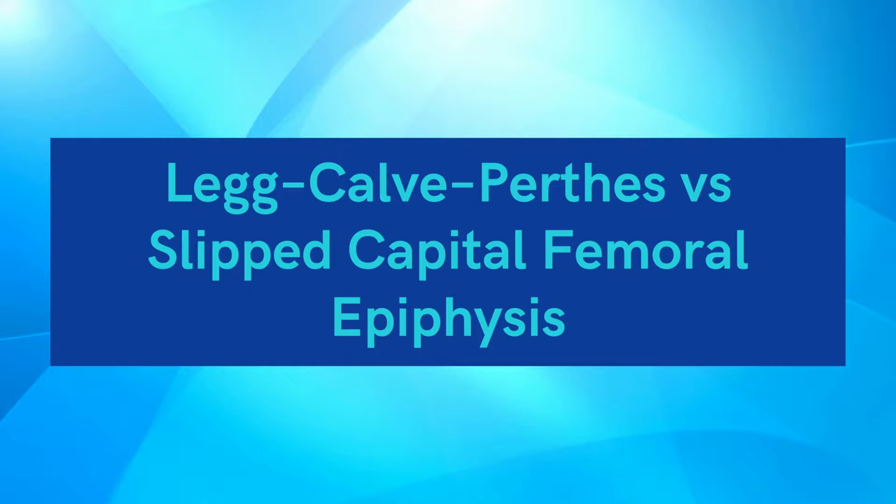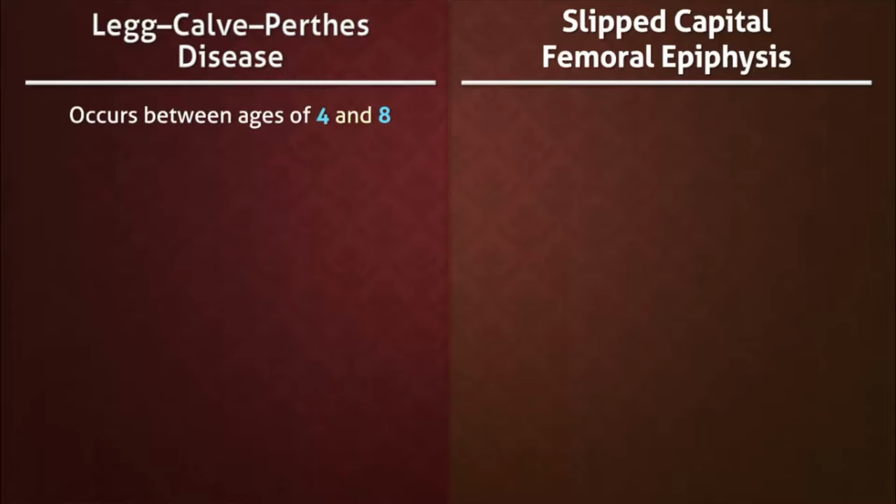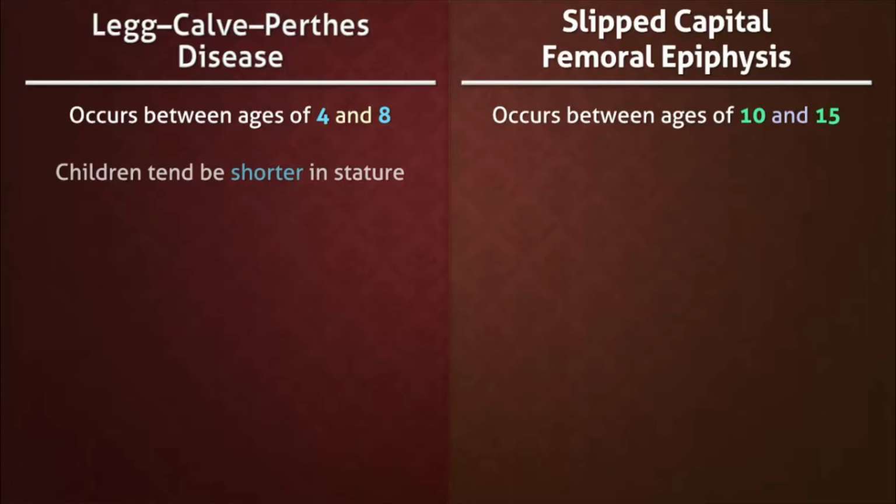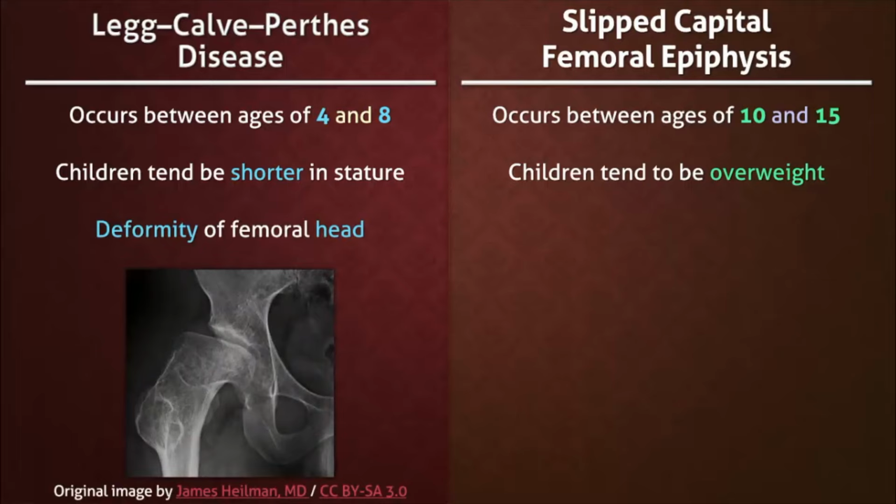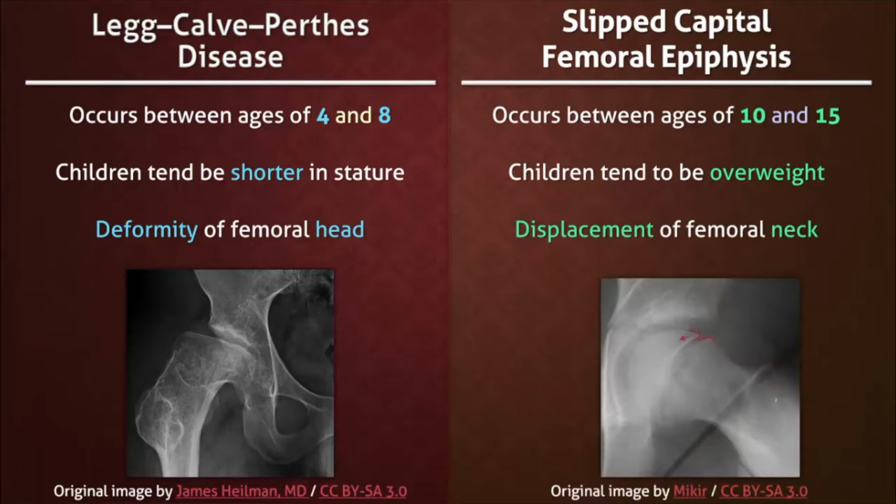Legg-Calvé-Perthes disease usually occurs between the ages of 4 and 8, while slipped capital femoral epiphysis usually occurs between the ages of 10 and 15. Children with Legg-Calvé-Perthes disease tend to be shorter in stature, while those with slipped capital femoral epiphysis are typically overweight. X-ray findings for Legg-Calvé-Perthes disease are variable, but with advanced disease the femoral head is severely deformed. With slipped capital femoral epiphysis, there is displacement of the femoral neck.